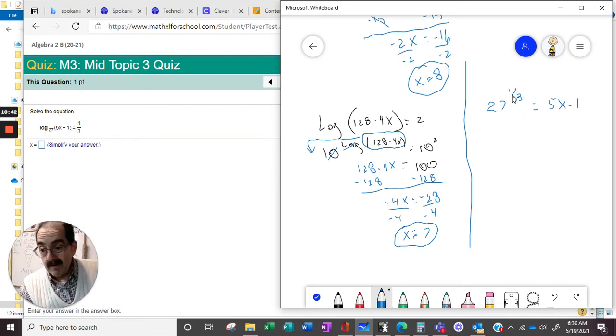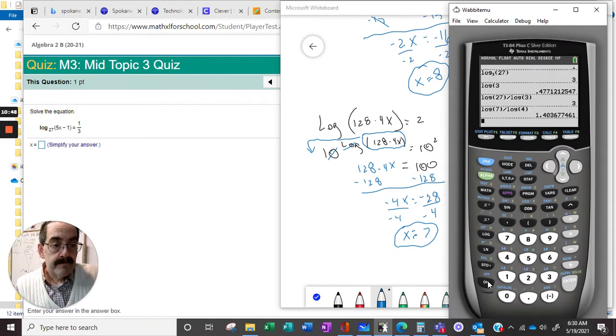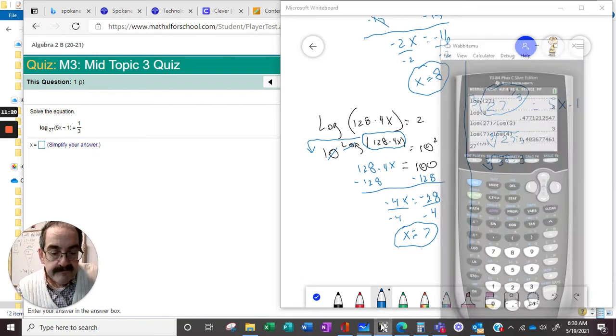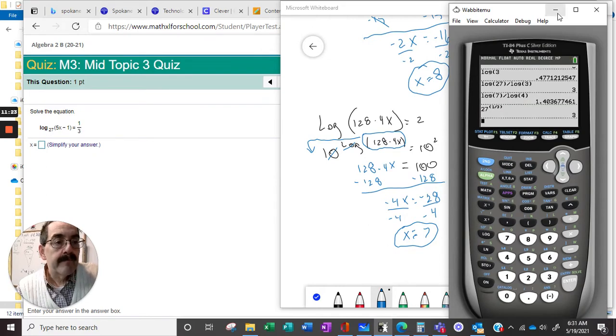Well, 27 to the third power, that's easy, right? We could actually type that in. 27, caret key, parenthesis, 1 over 3. But before I hit enter, what is that? Think about that. Isn't that the cube root of 27? What number times itself 3 times? It's 3. Enter. 3. Good.